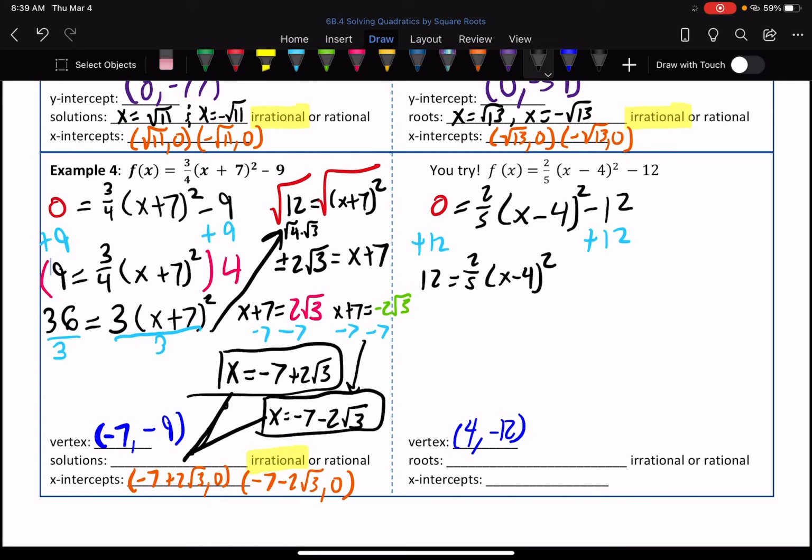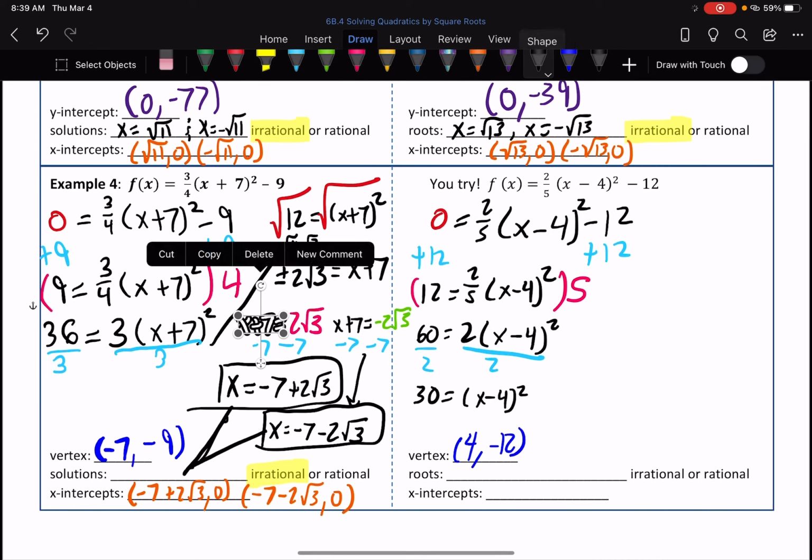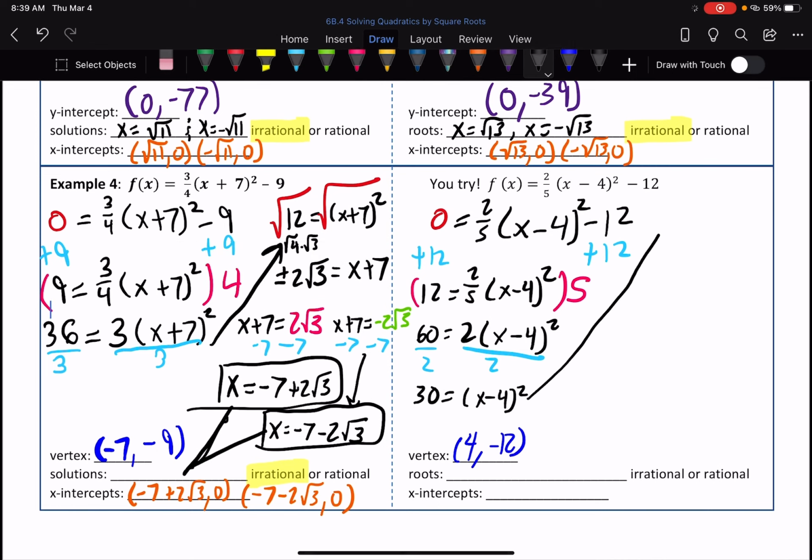12 times 5 is 60. And that's going to leave our numerator of 2 multiplied by x minus 4 squared. And then divide both sides by 2. So 30 equals x minus 4 squared. Our next step will be to take the square root of both sides. So I have 30 equals x minus 4 squared. And we're going to take the square root of both sides.